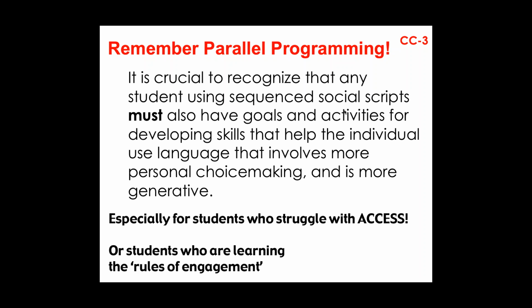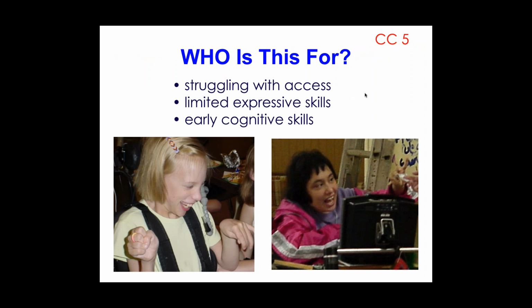This is especially useful, though, for students who are struggling with access and students who are learning the rules of engagement. That whole conversation is really difficult, to get somebody's attention and start the conversation, etc. So that's who it's for. So we're looking at individuals who struggle somewhat with access. Perhaps they have limited expressive skills because they don't know where all the words are that they need on their communication device. Maybe some of our students have early cognitive skills and they're growing in their ability to have a conversation, and so we're helping them see how it might feel.